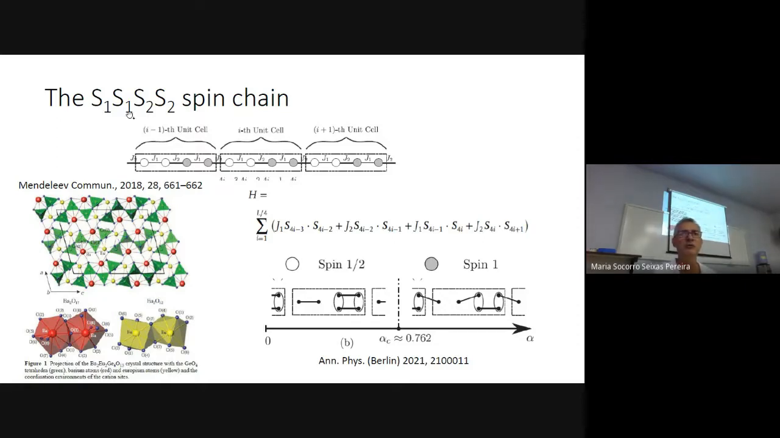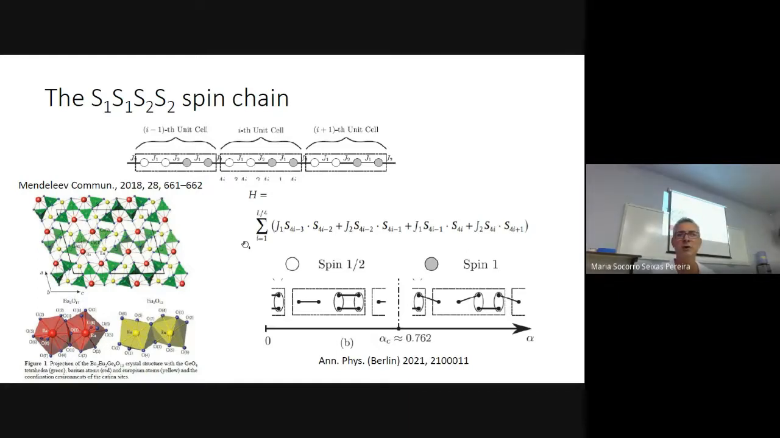Why did we choose to study this kind of spin chain model? Because we know that they present Gaussian phase transitions. For example, when we have two spins 1/2 and two spins 1, we have a topological Gaussian phase transition as a function of the ratio between the two exchange couplings.